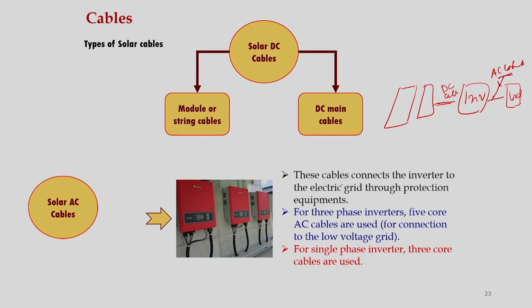So, what are we talking about with this AC cable? These cables connect the inverter to the electric grid through protection equipment. Of course, there will be many pieces of equipment in between. For three-phase inverters, 5 core AC cables are used for connection to the low voltage grid, and for single phase inverters, 3 core cables are used. So, that also we know, when to use what kind of cables.